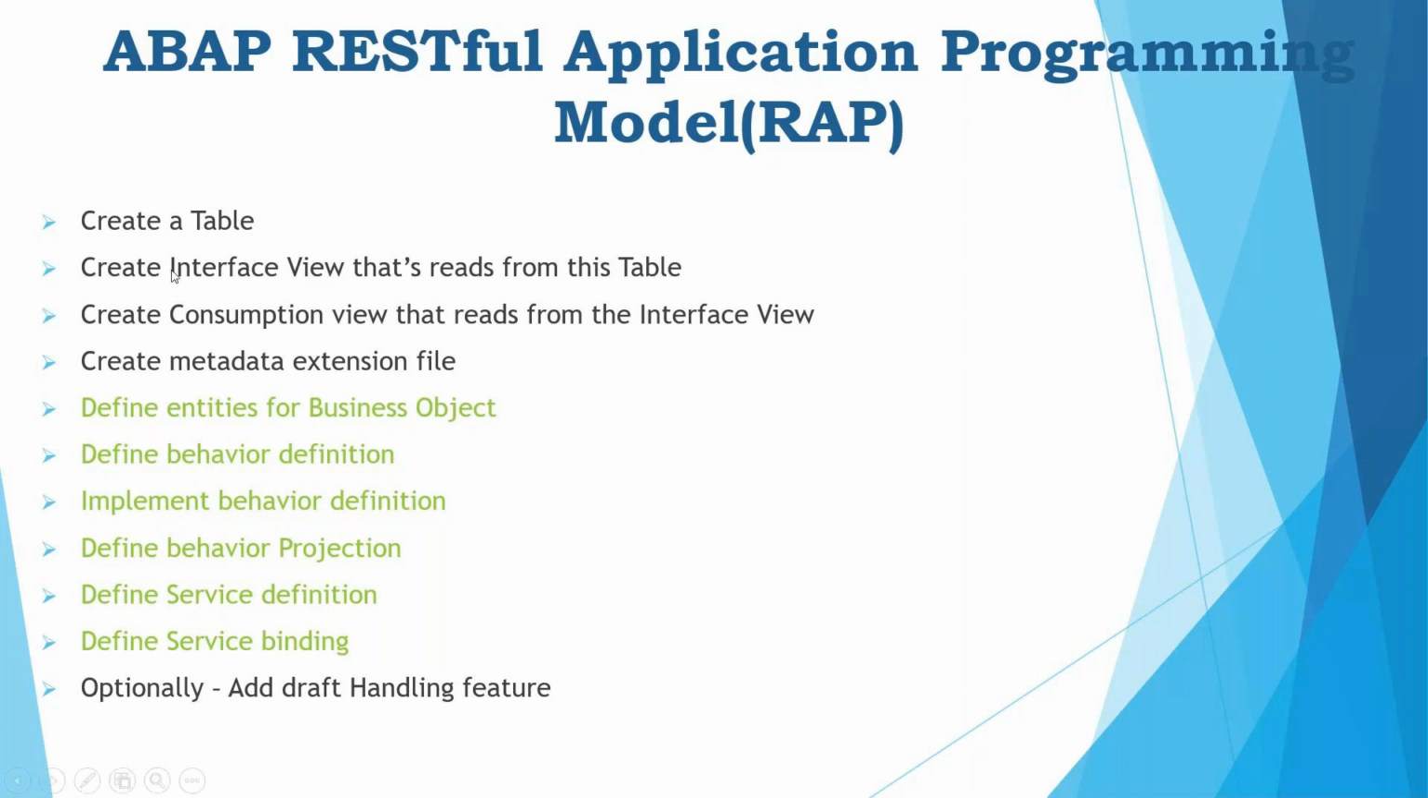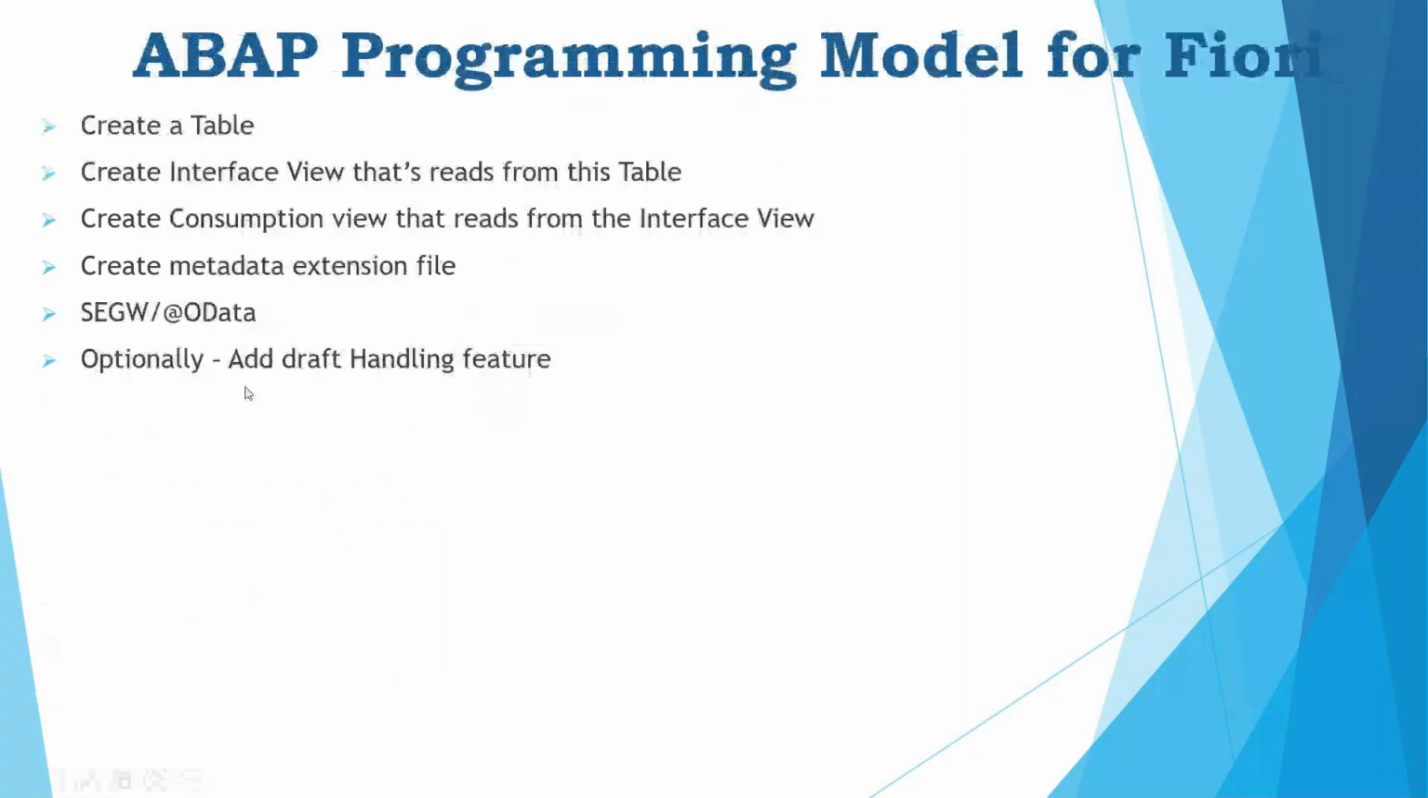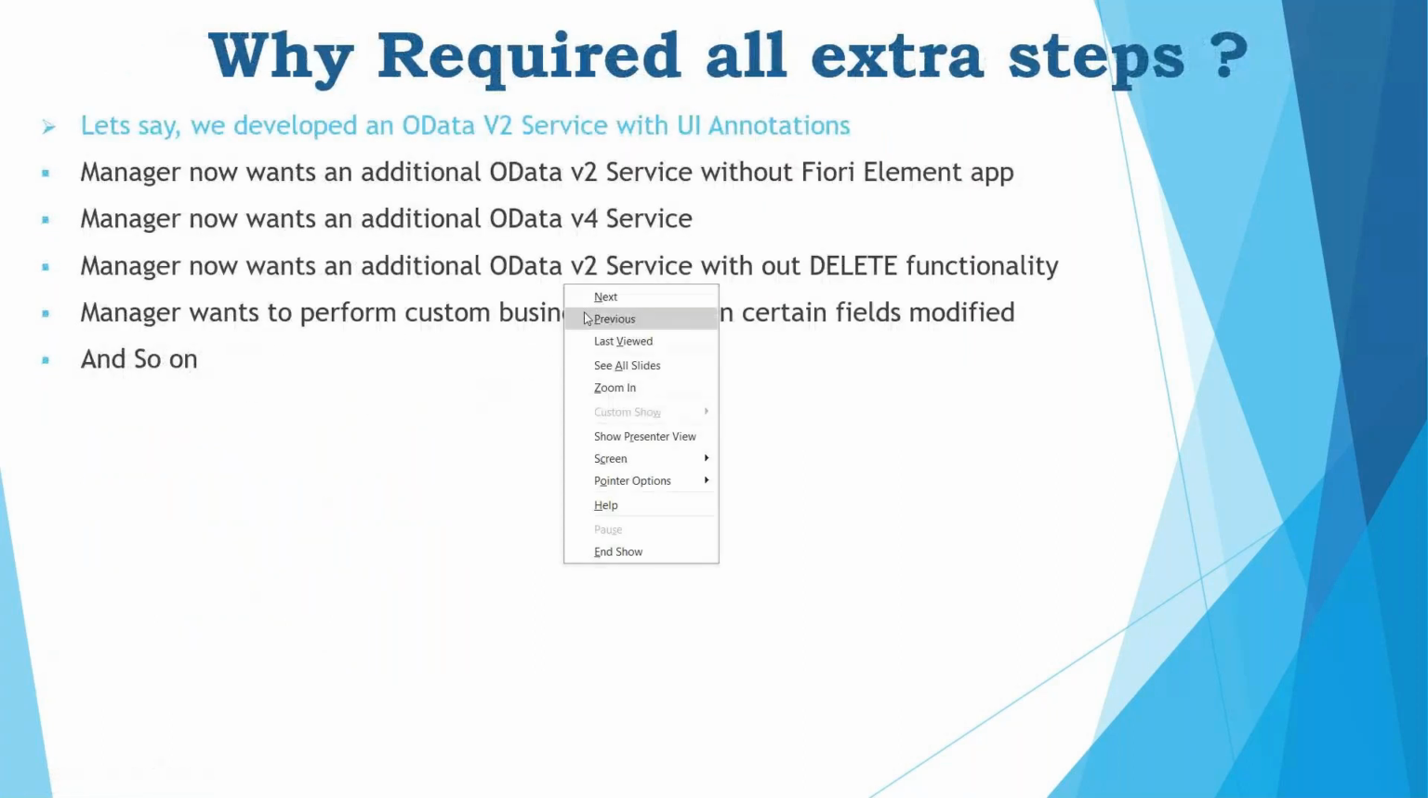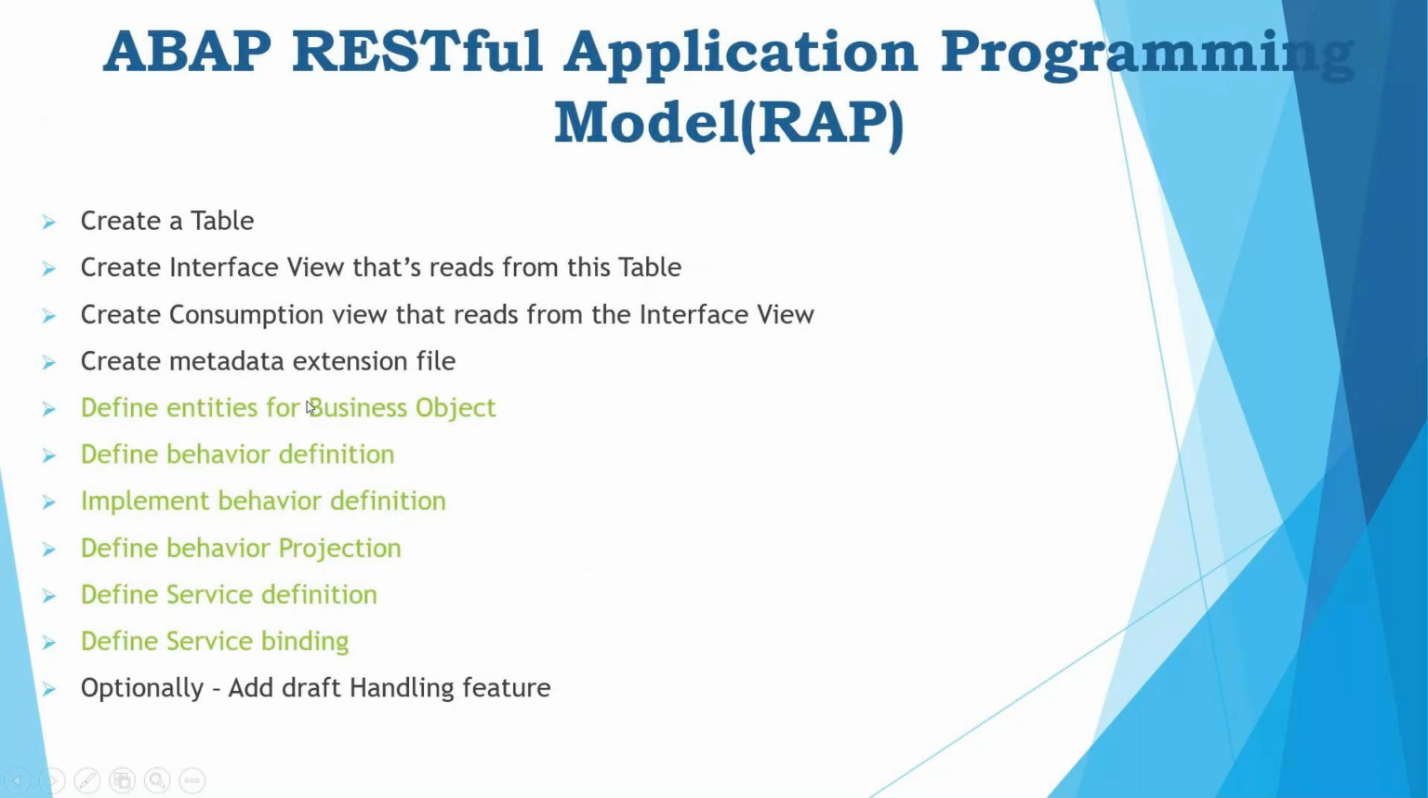Okay, the ones which are not green are already available in the ABAP programming model. The green ones are what is there in RAP. You are creating a table, an interface view that reads from the table, a consumption CDS view that reads the interface view, and metadata extension files. Afterwards, these green steps are called RAP steps, where you define an entity as a business object. You do behavior definitions, behavior implementations, projections, service definitions, and service bindings.